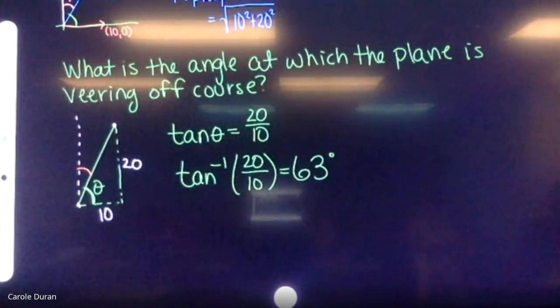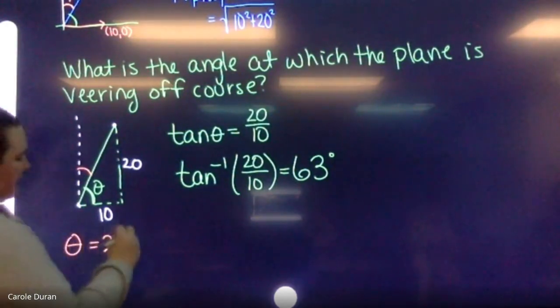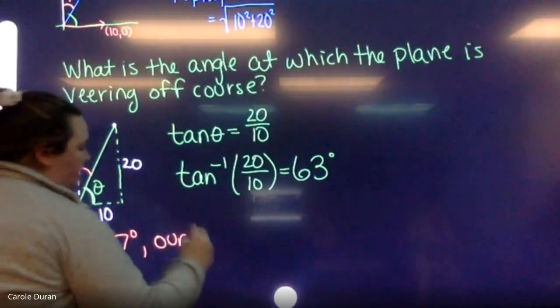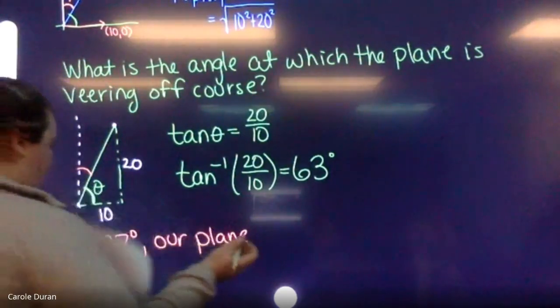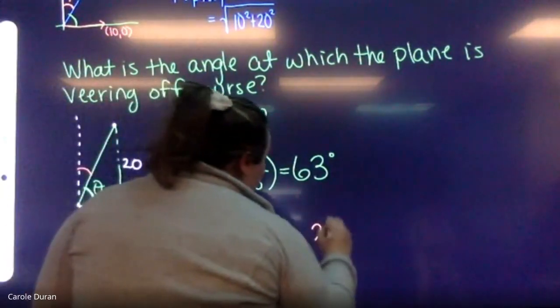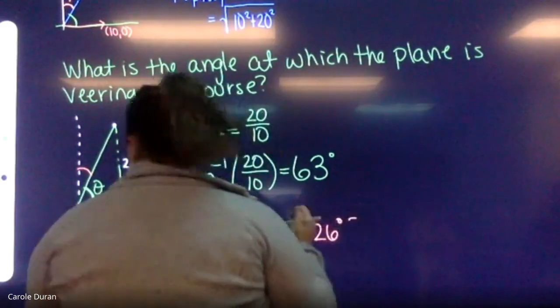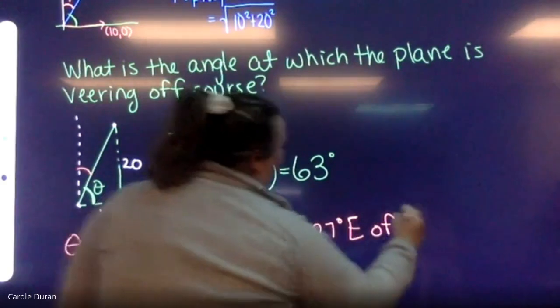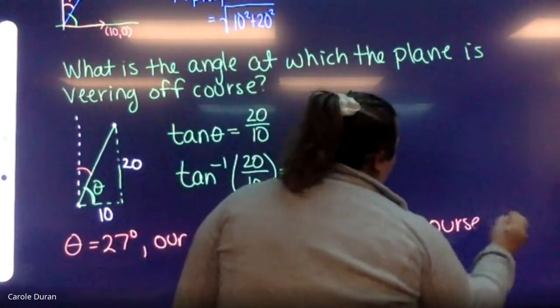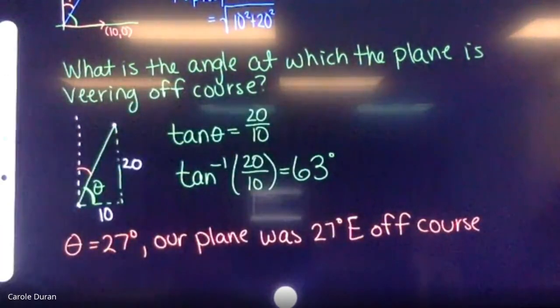That's what I got. And then you're gonna do 90 minus 63 to find the red angle, because this was a right angle originally. So red theta here equals 27 degrees, which means our plane was 27 degrees east off course. I like to put the direction, that way we get a better idea of which way it was off course.